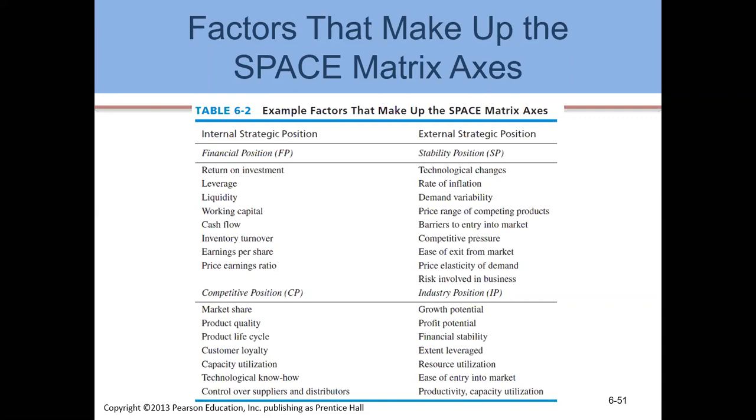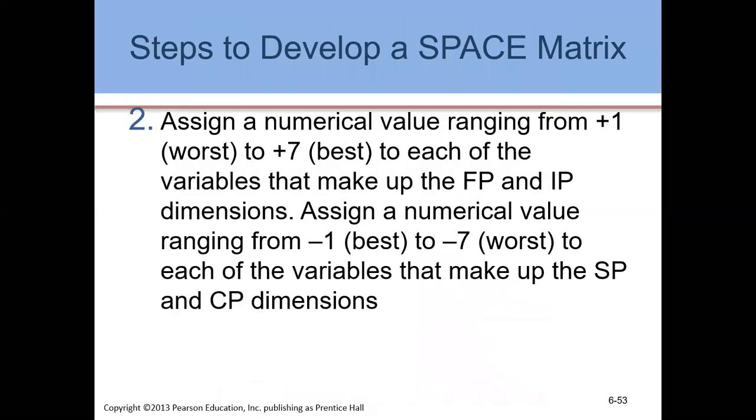In the same way, the SP, IP, and CP values would be calculated. And remember that two of these values are going to have negative scores, and two of these factor dimensions are going to have positive scores, as we discussed in point number 2.